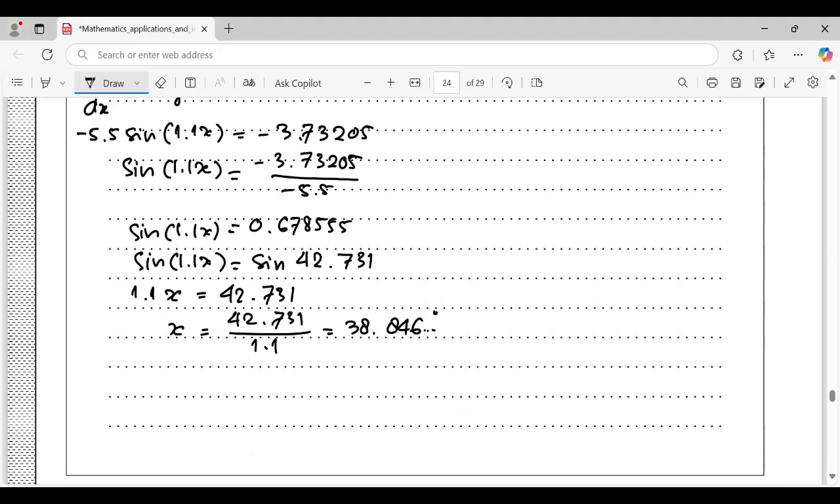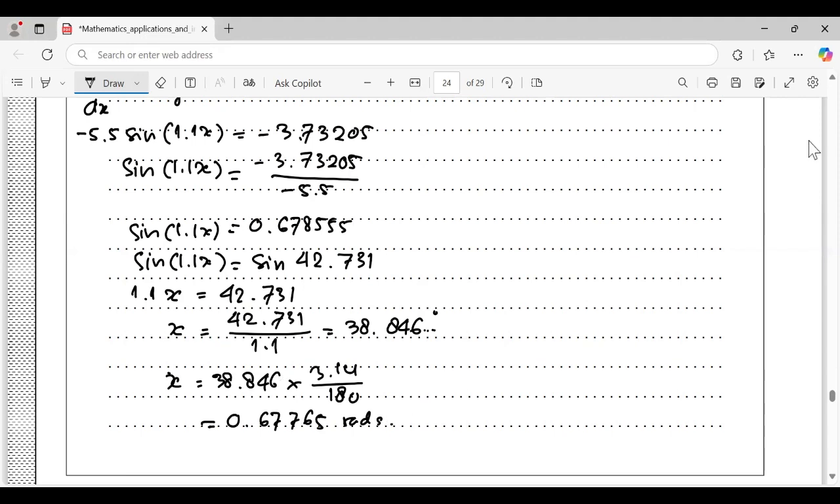And we can convert x into radians. So x in radians is 38.846 times 3.14 over 180. So x equals 0.67765 radians.